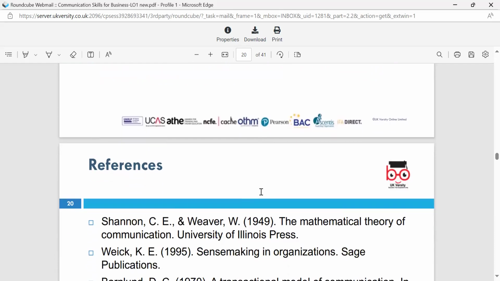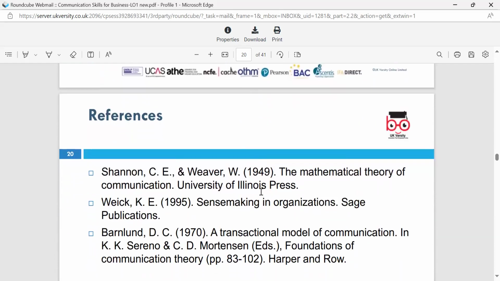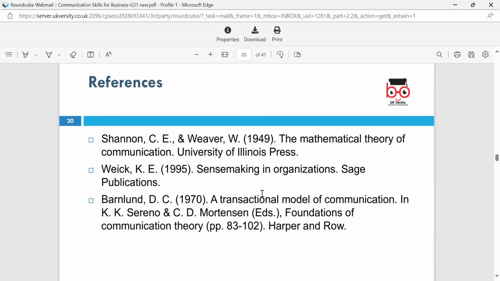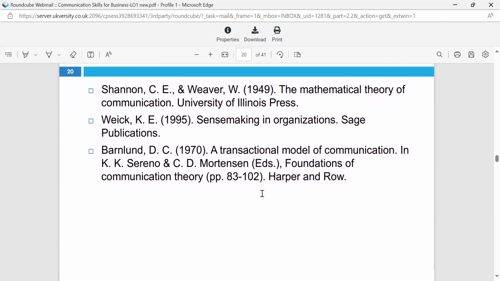So these are the references used for the element of looking at different stages of communication. Shannon, Weaver, and Barland.